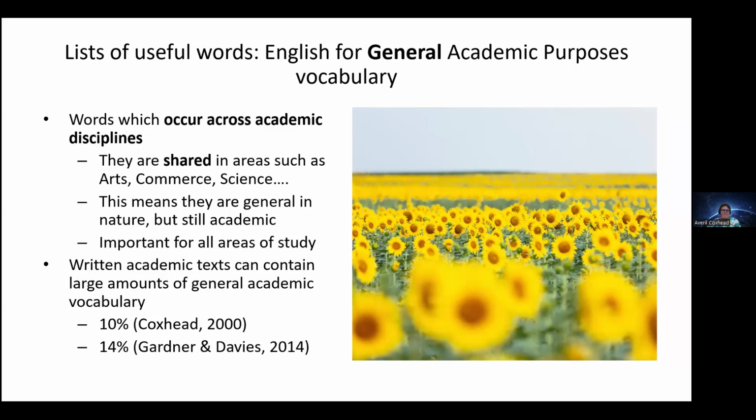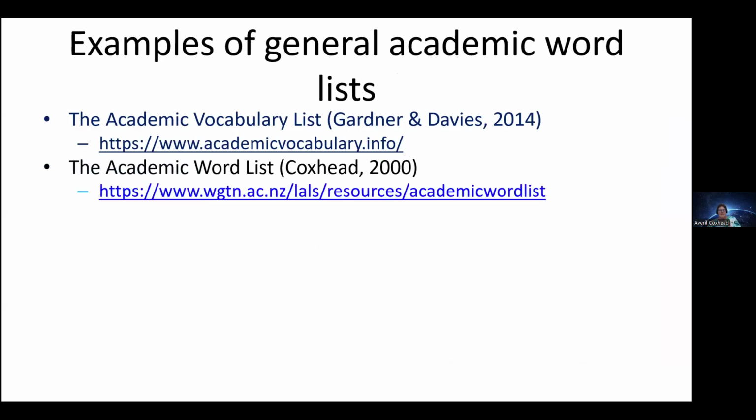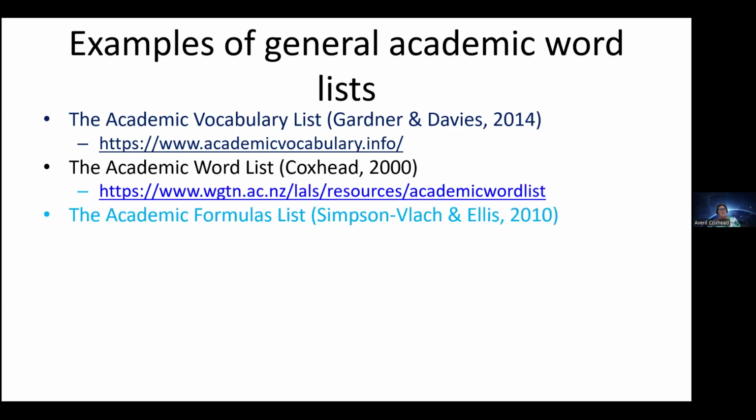So, some examples of general academic word lists. I've mentioned Gardner and Davies. My academic word list sits on our university website. You're more than welcome to check that out. You can also find on the EAP Foundation website the academic vocabulary list and the academic word list. You might be interested in the academic formulas list from Simpson-Vlach and Ellis.